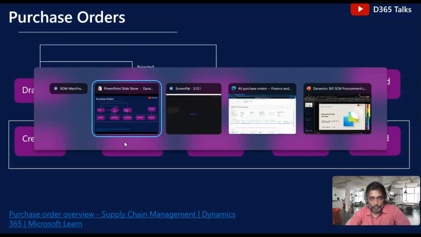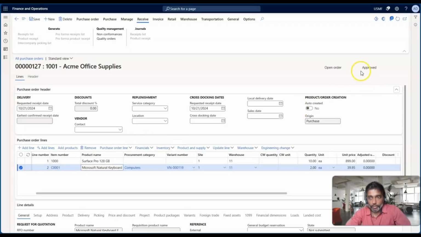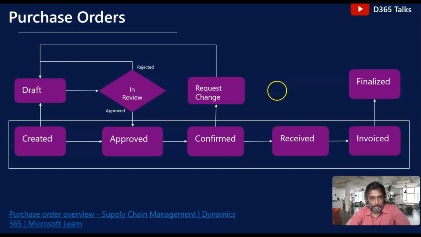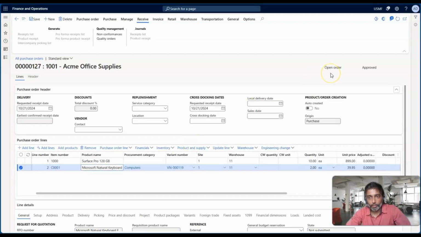Let me go back to the Dynamics 365 screen. So here you can see by default the status. Once I created the purchase order, it is in the status of approved. It's not in the status of draft. You can see that once the purchase order is created, it can be either in the status of draft or it can be in the status of approved. So right now I'm going back and forth between D365 and the presentation so that you are able to get the overall idea of it.